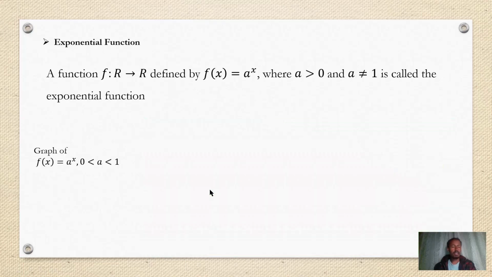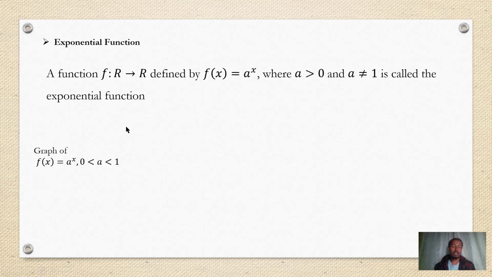Well, the second function is the exponential function. A function f from R, the real numbers, defined by f of x equals a to the power of x, where a is greater than 0 and a is not equal to 1, is called an exponential function. A is called the base and x is called the exponent.